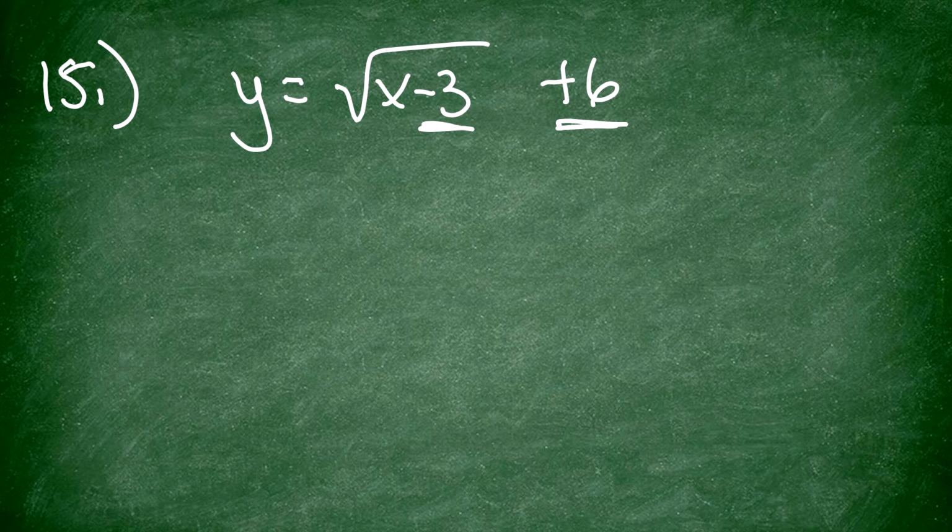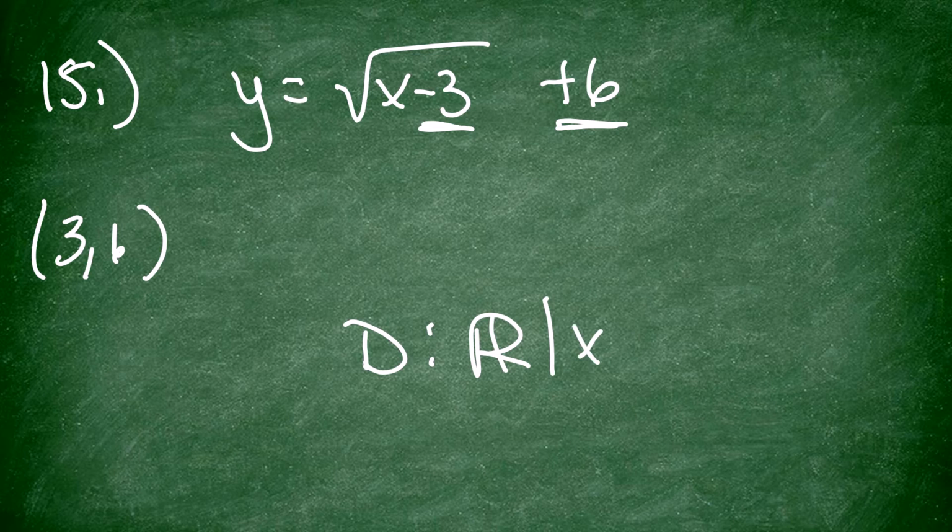15, we have y is equal to the square root of x minus 3 plus 6. Once again, I find h and k. There's my h. There's my k. I don't trust my h, so it's positive 3, 6. Since it's a square root, I'm going to say domain is all the reals such that x, and because that's positive, I put greater than or equal to whatever h is.